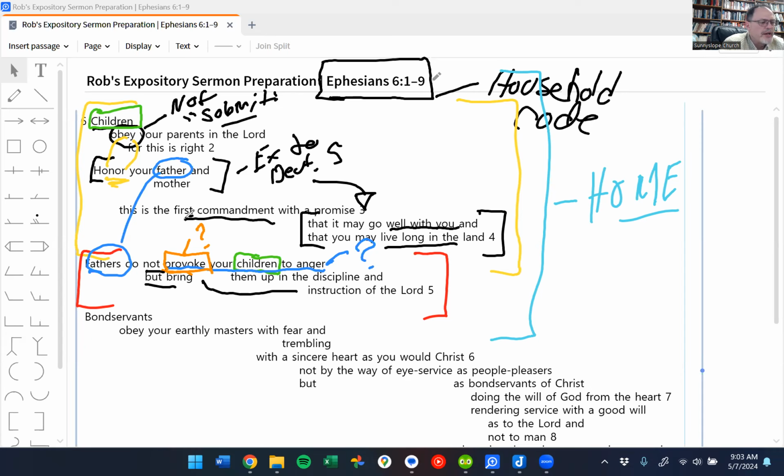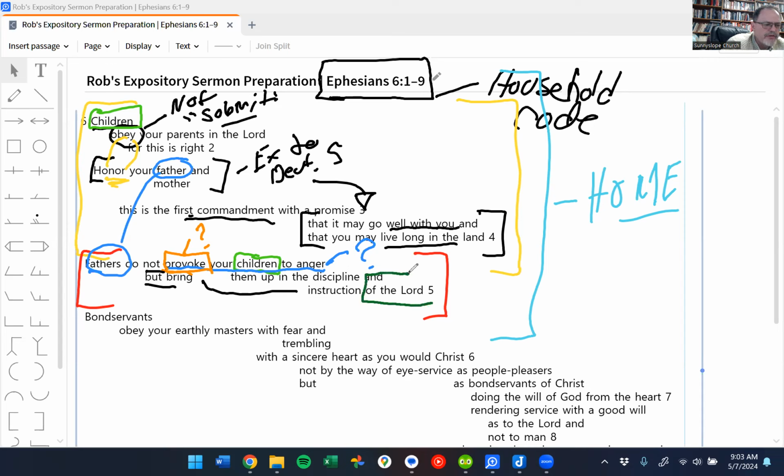So there are kind of two different things. They're kind of opposite things. So disciplining and instructing in the Lord is the opposite of provoking to anger. We'll have to look a little more into what that actually looks like. I did notice something else just as I was saying that.